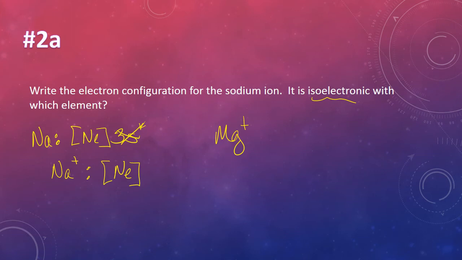But that's not an element. That's an ion. So we can't use that. How about neon? Is it isoelectronic with neon? Yay, yes it is. That is the element with which the sodium ion is isoelectronic. But anyway, it's neon. If I was looking for an ion, magnesium would have worked.